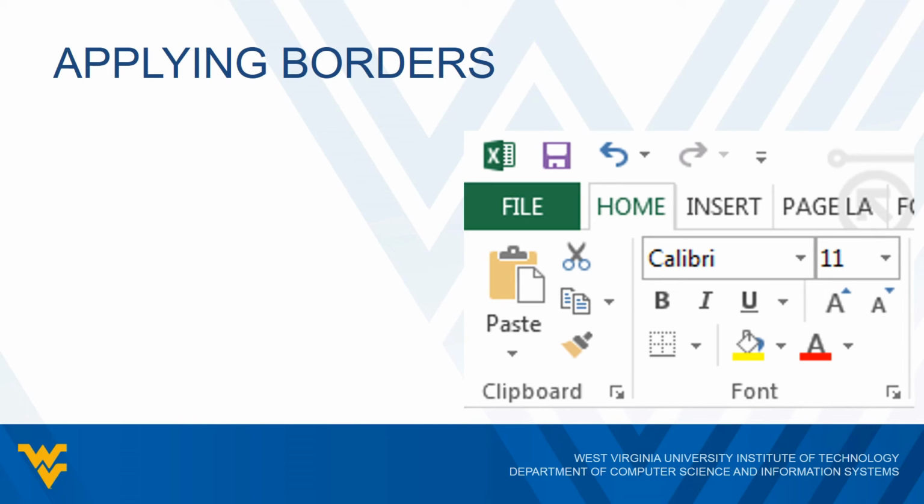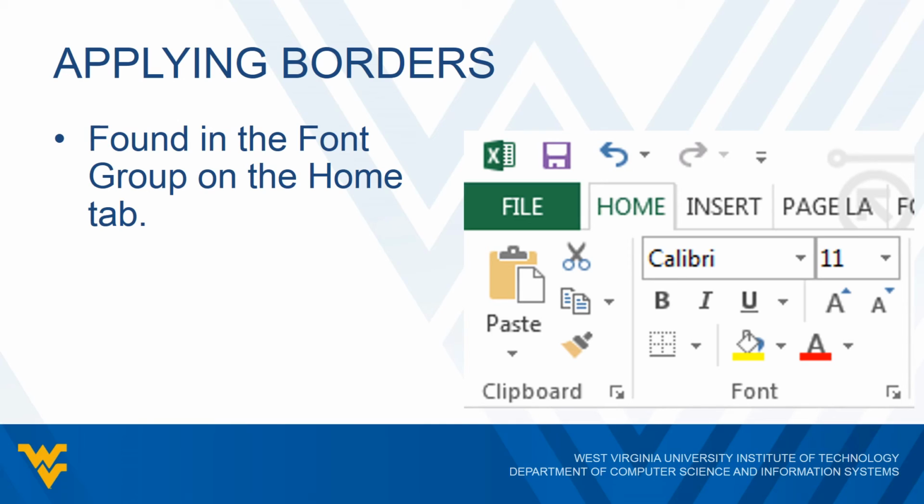If we want to apply borders to our cells, we can find this in the font group in the Home tab. So here's an image of the font group, and specifically the icon we want is this one right here. This allows us to specify the borders in our cells.